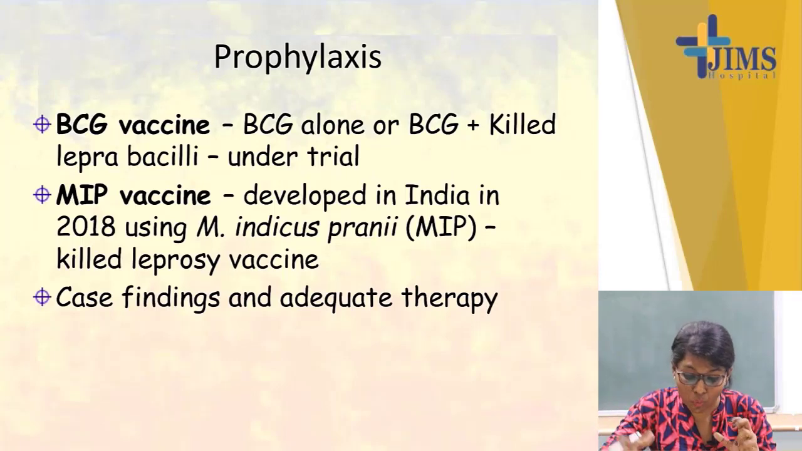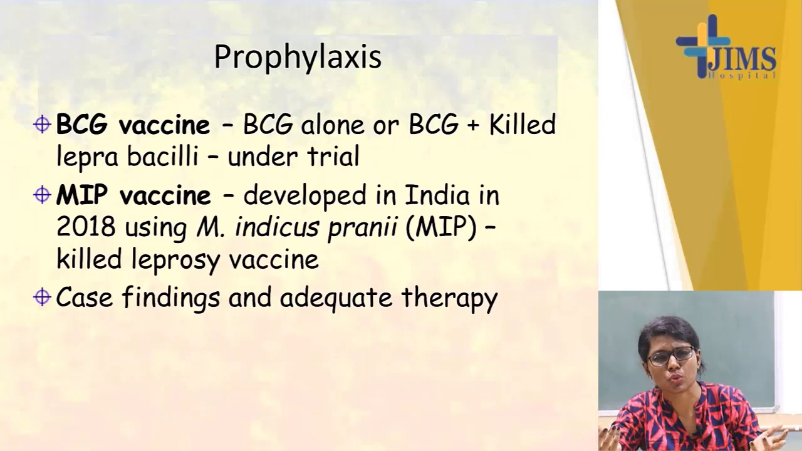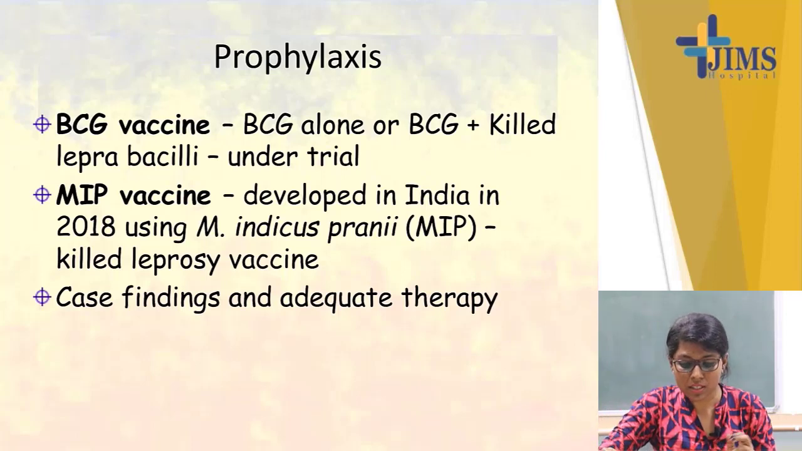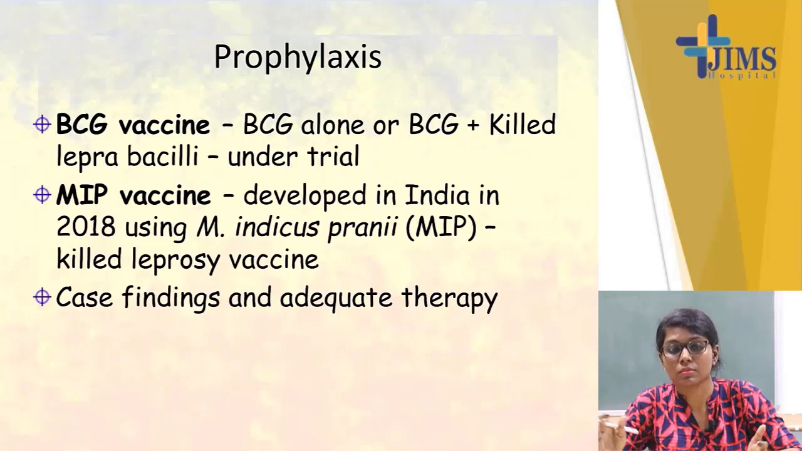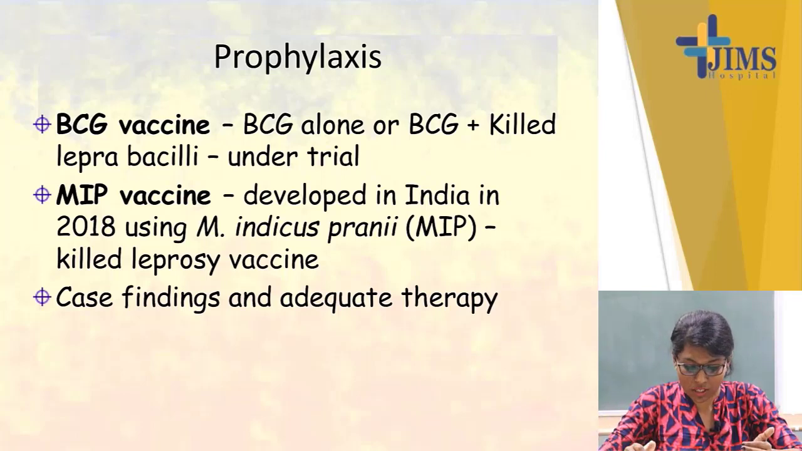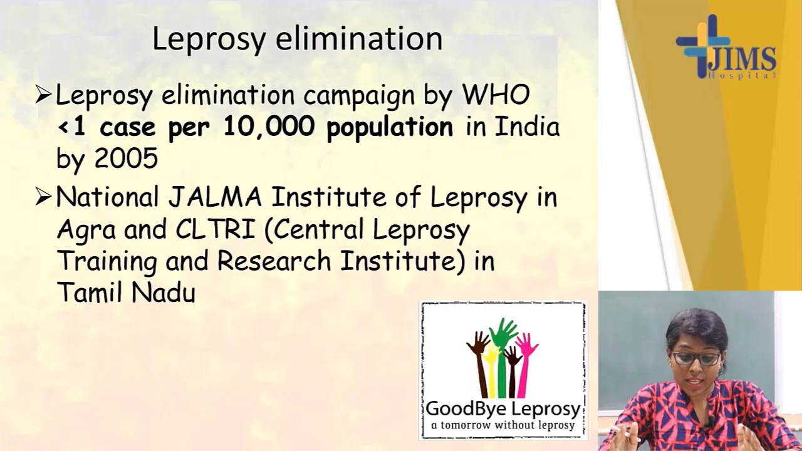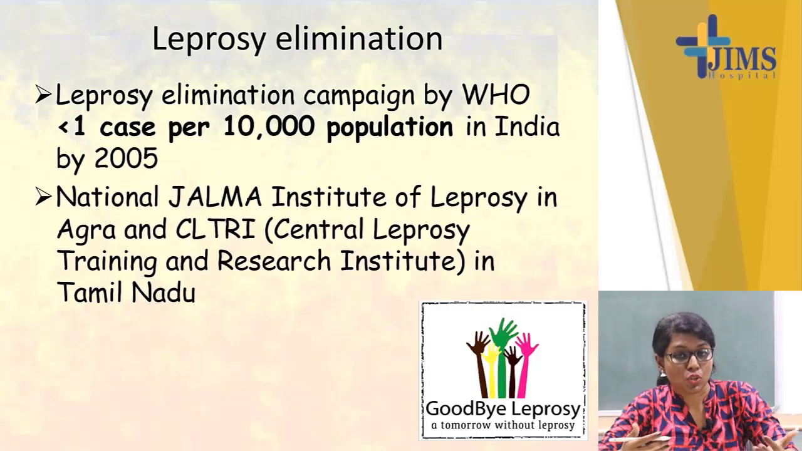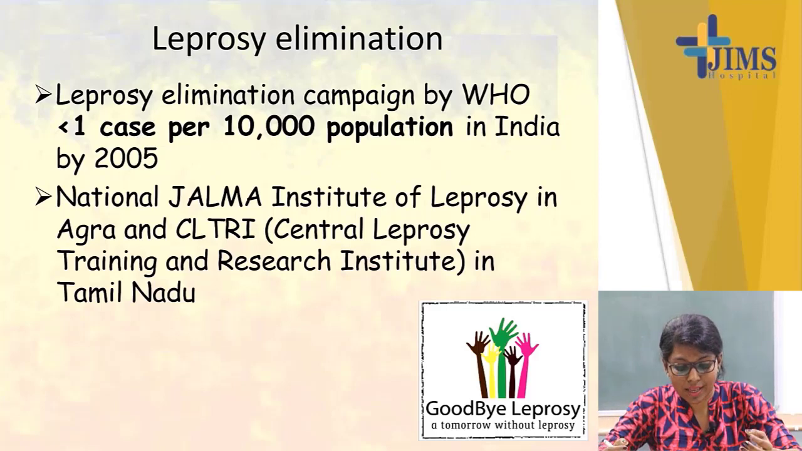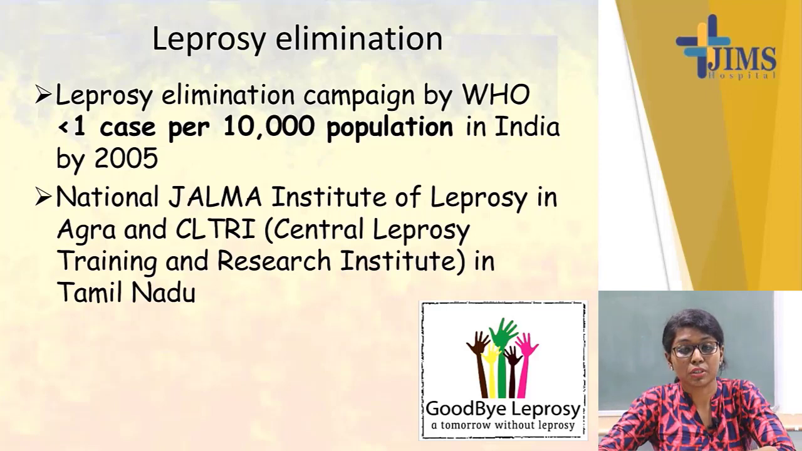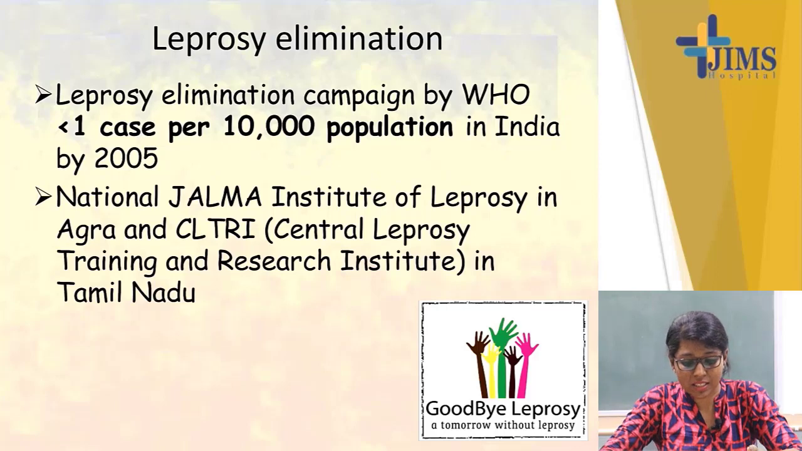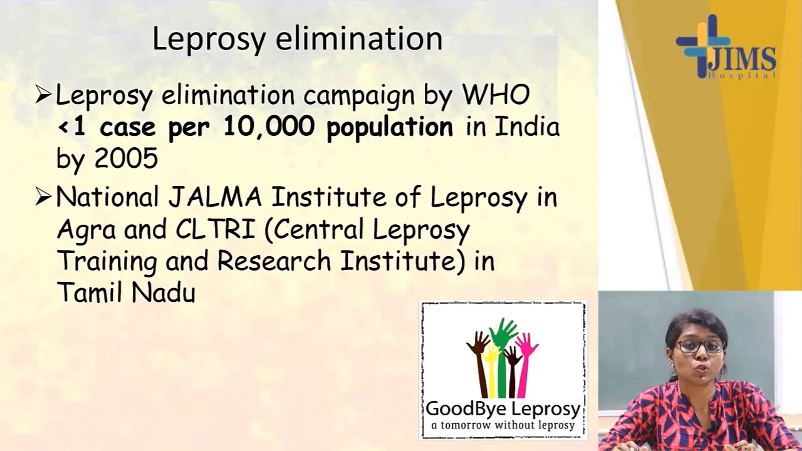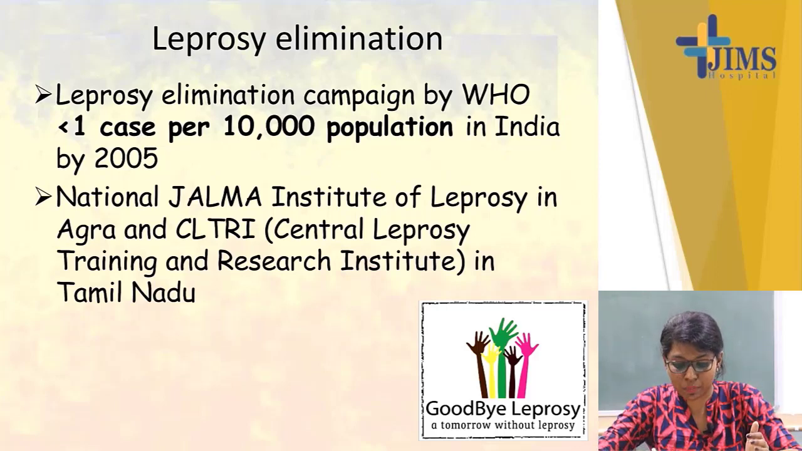Moreover, BCG vaccine with some killed lepra bacilli is under trial. It's still going on. The MIP vaccine, developed in India in 2018 using M. indicus pranii, is a killed leprosy vaccine. Leprosy elimination is a campaign promoted by WHO, aiming for less than 1 case per 10,000 population in India. Besides, there are other institutions, National JALMA Institute and CLTRI in Tamil Nadu, which also promote eliminating leprosy.